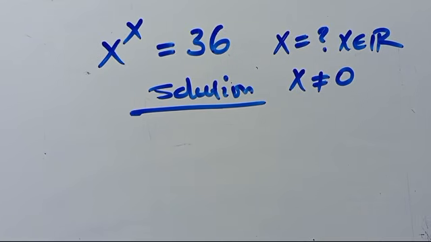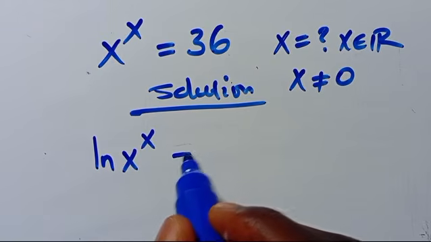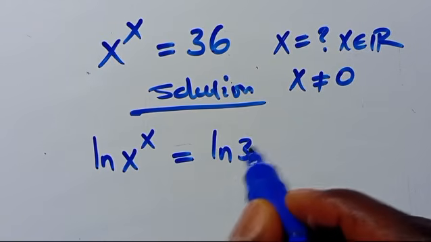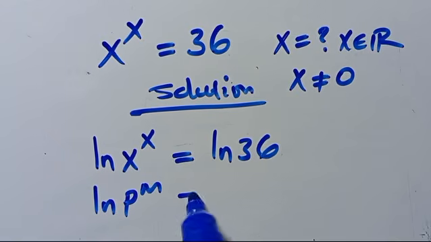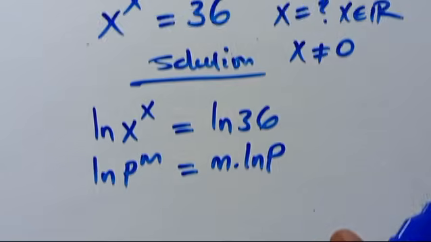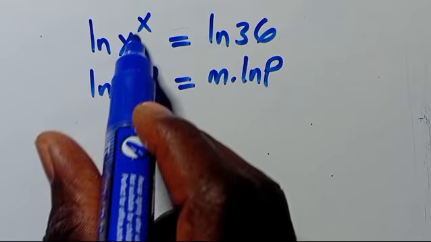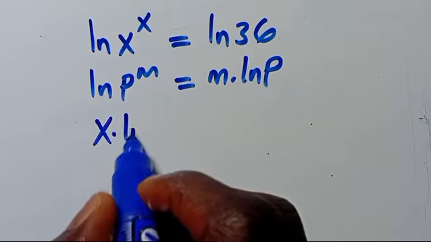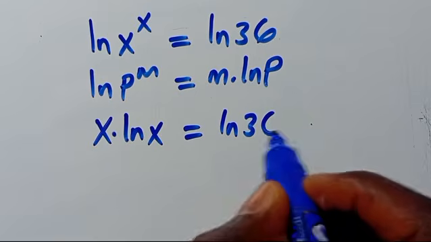But from here, let's introduce the natural log, ln, to both sides. We have ln of x to the power of x equals ln of 36. Then mind you, when you have ln of p to the power of m, it equals m times ln of p. So from here, we are going to have x times ln of x equals ln of 36.